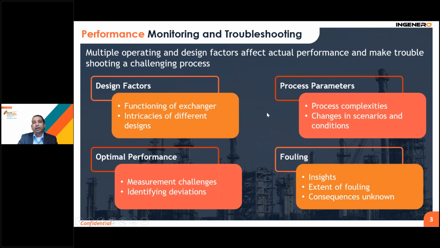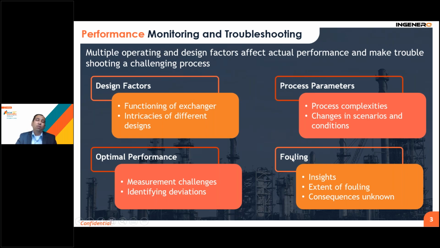We also have to understand that the process is always dynamic. The feed rate can change, the composition keeps on changing. Also, the weather affects cooling water temperature and other parameters, which eventually has a big say in the performance of an exchanger. Again, whenever we want to measure exchanger performance, we have to find out the optimal performance for the given scenario. And the challenges include measurement and then identifying the deviations from the optimal so that we can understand the extent of deviation, the need for improvement, and the solution required.